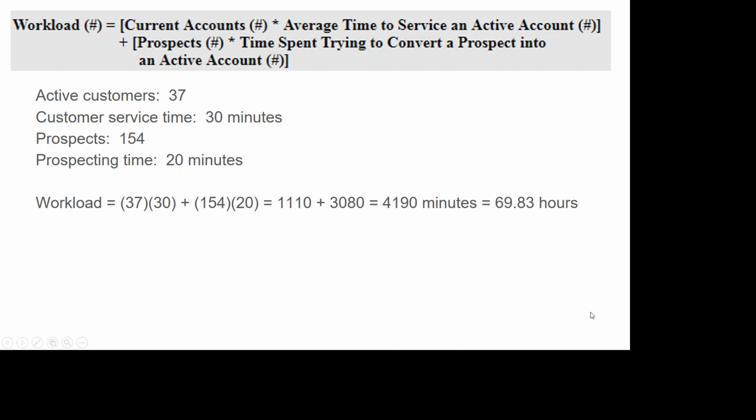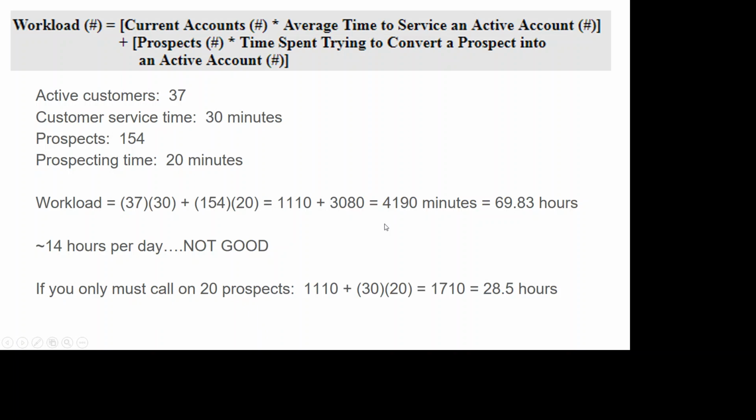You end up with 4,190 minutes, which is 69.83 hours. This is good, right? Actually, no, it's terrible. If your salesperson is calling on these prospects every single week, they're working 70 hours a week. He's going to burn out. 14 hours a day, it's not good.